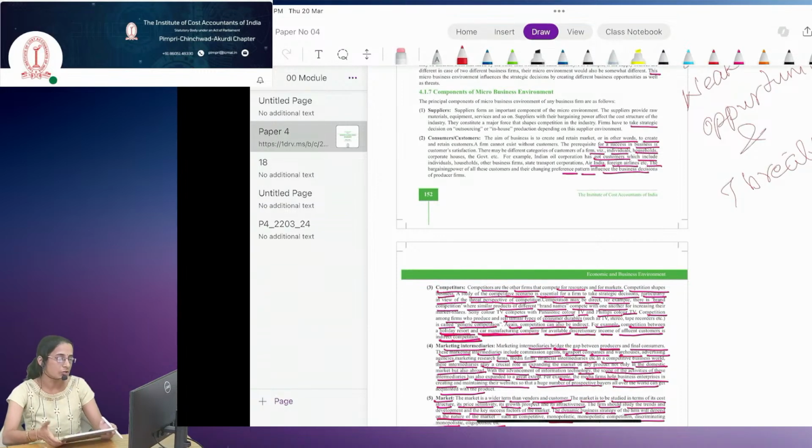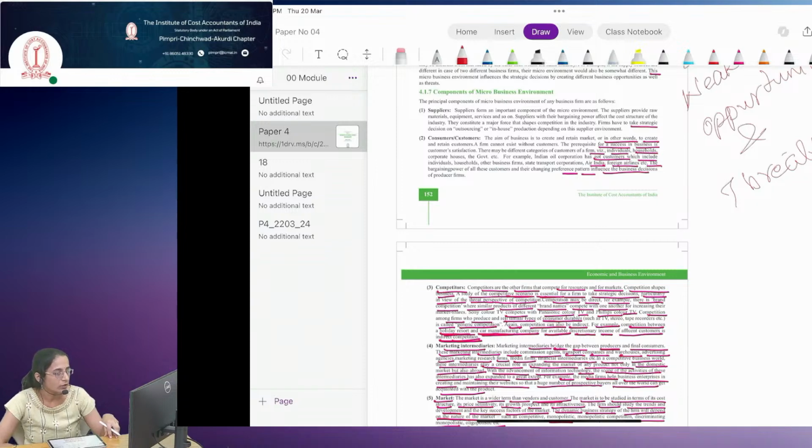Now, consumers or customers. The aim of the business is to create and retain market, in other words, to create and retain customers. See, any business is operating on whom? The customers. If there are no customers for the product, the business will not sustain. It will no longer be in existence, right? There is no benefit of producing if the customer is not taking our product, right, Sheila?